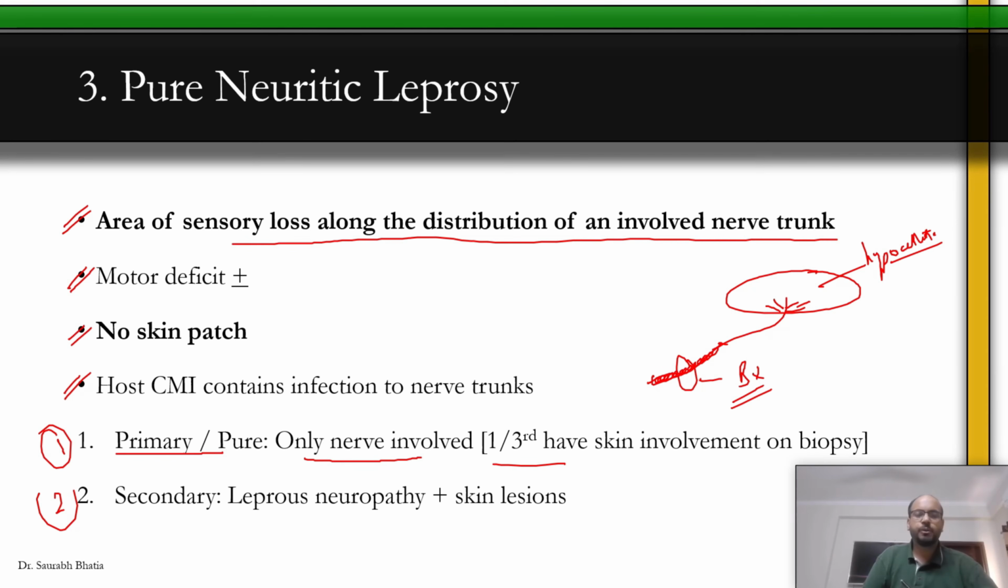The second form of pure neuritic leprosy is secondary leprosy, in which you have leprous neuropathy, that is nerve involvement due to leprosy, along with few skin lesions. So that is known as secondary pure neuritic leprosy. Clear? Let's move forward.